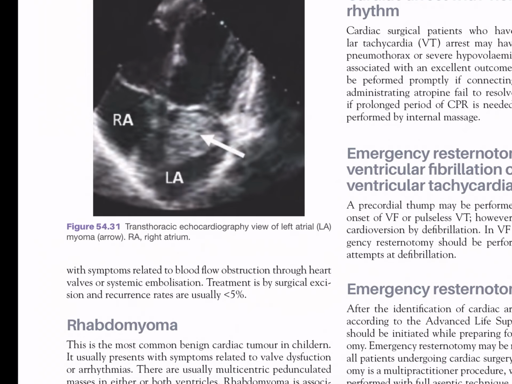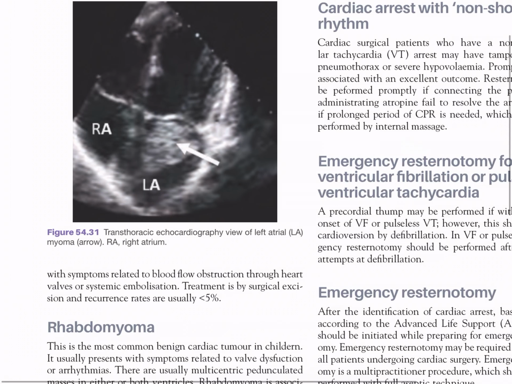In the figure, a transthoracic echocardiography view of the left atrial myxoma is shown. You can see it being a pedunculated mass in the left atrium.